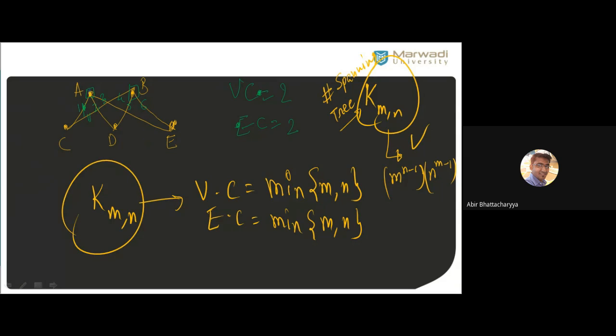So if I ask you what is the number of spanning trees for K2,3, all of you write down the number of spanning trees for K2,3. Tell me the answer. Write down on the chat box. It is 2 power 2, 3 power 1. 4 times 3, 12. So 12 is the answer. For K2,3, we have 12 spanning trees.